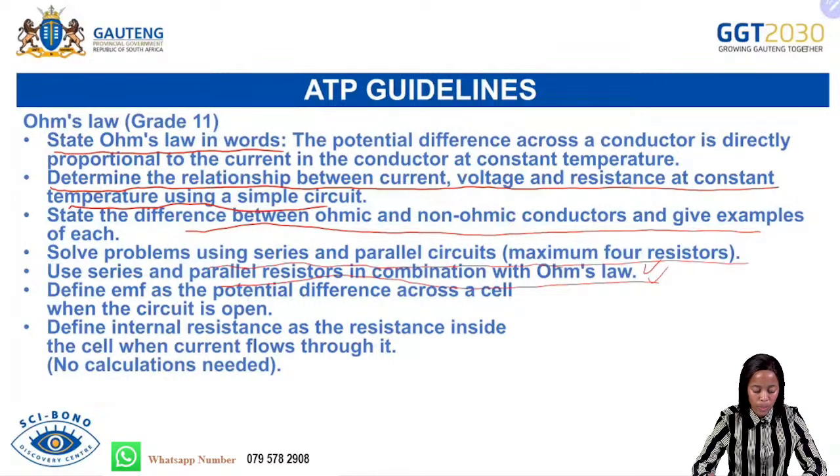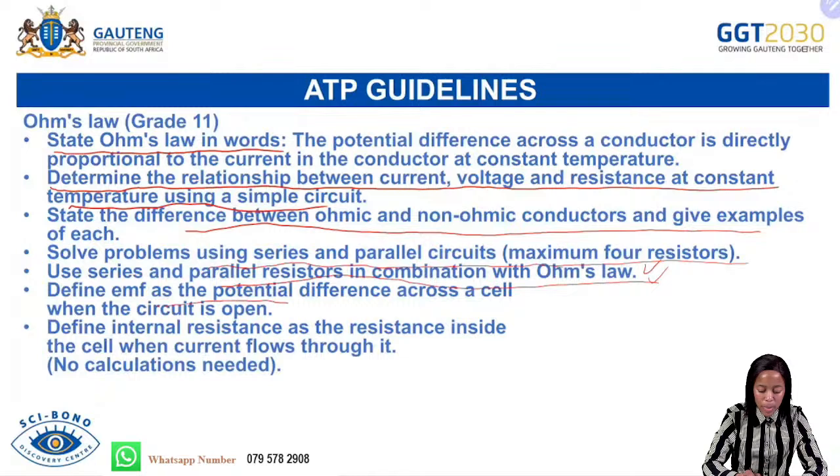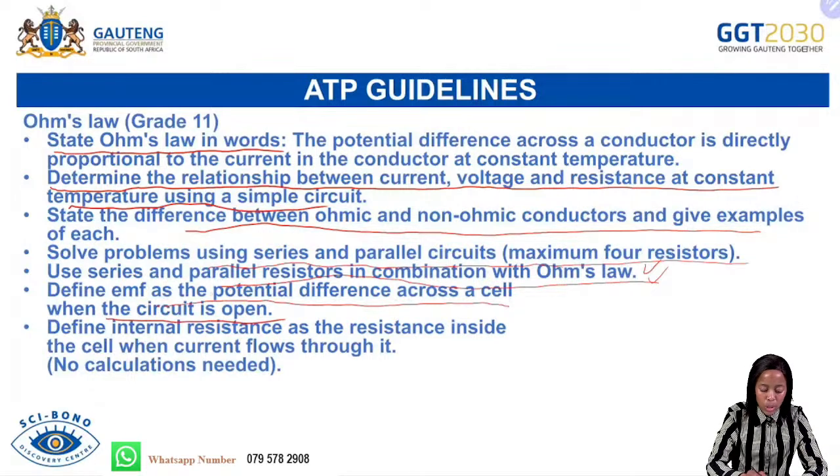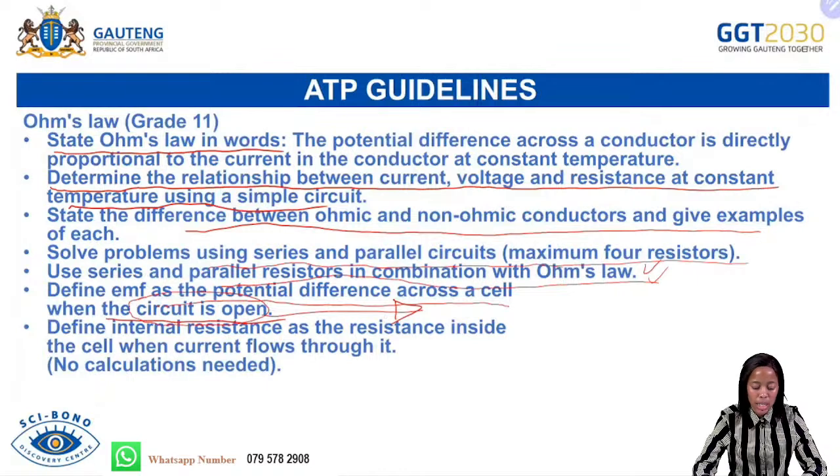Then it says define EMF as the potential difference across a cell when the circuit is open. So we spoke about this one. We said that the EMF would be the voltage, or the potential difference, that you are going to measure if you connect the voltmeter on your battery. You will be measuring the potential difference only when the circuit is open.